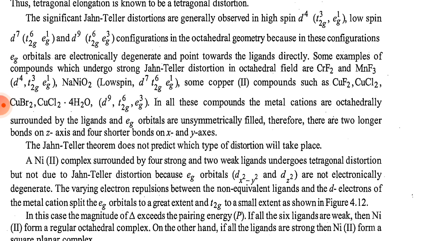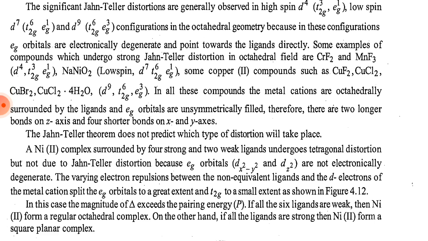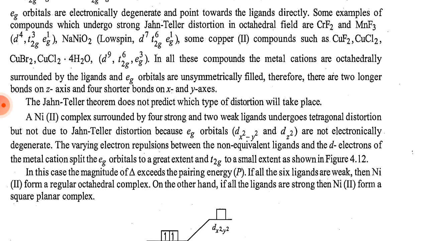The significant Jahn-Teller distortions are generally observed in high spin d4, t2g3 eg1, low spin d7, t2g6 eg1, and d9, t2g6 eg3 configurations in the octahedral geometry, because in these configurations the Eg orbitals are electronically degenerate and they point directly towards the ligands. Some examples of compounds which undergo strong Jahn-Teller distortion in an octahedral field are CrF2, MnF3, d4 t2g3 eg1, and NaNiO2, low spin d7 t2g6 eg1.